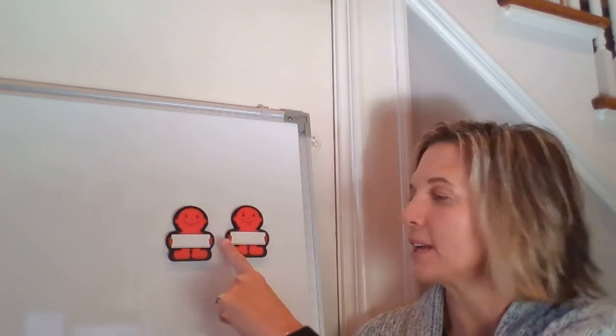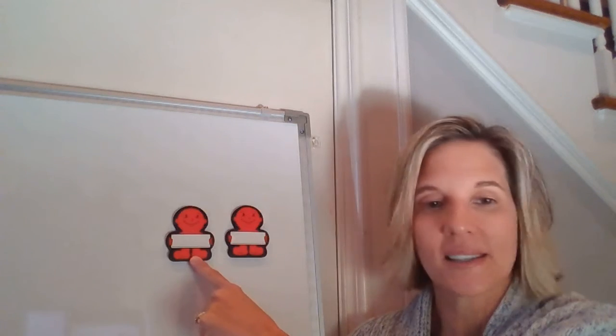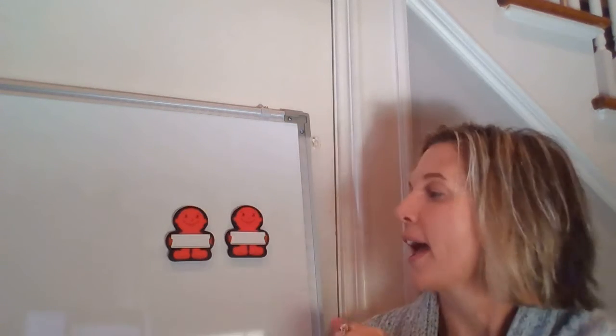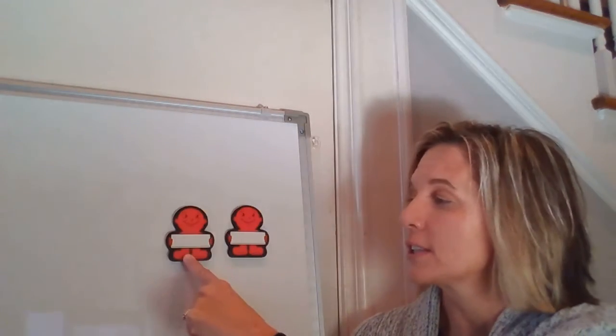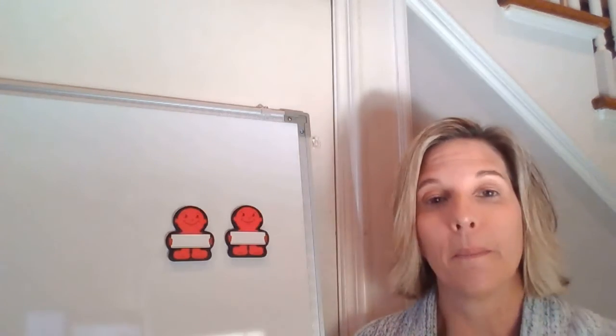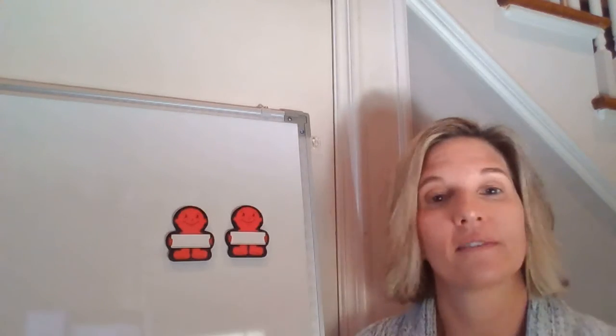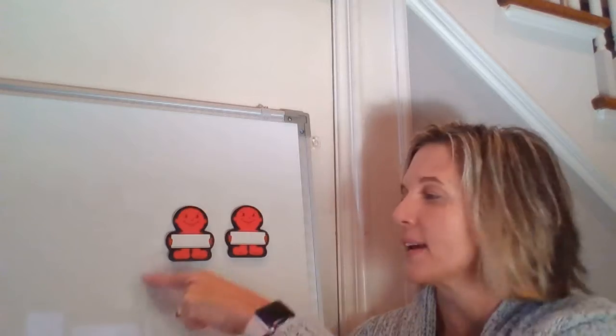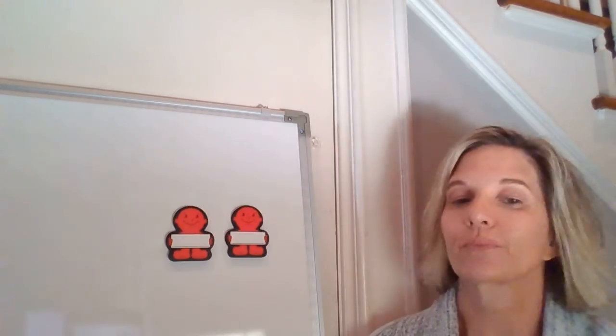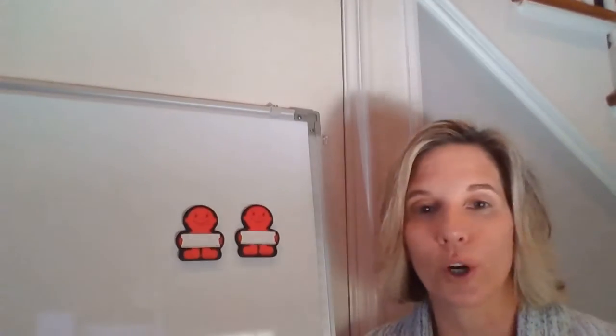All right, let's pretend this guy right here, he is the sound S. And then this one, he says un. S. Un makes sun. Let's try that again. S. Un makes sun. See that? All right, let's try it with a different word.